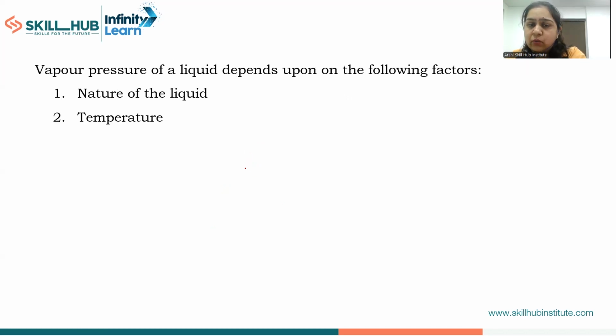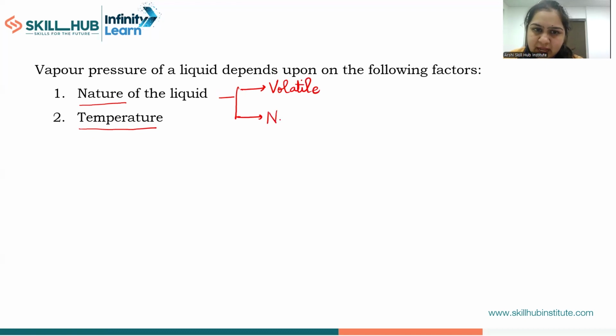Next, we'll understand on what factors this vapor pressure depends. The vapor pressure depends on two things. First is the nature of the liquid, and second, it will depend upon temperature. Let us talk about each one in detail. First, let me talk about the nature of the liquid. The nature of the liquid can be of two types: we can have volatile liquids, and we can have non-volatile liquids.